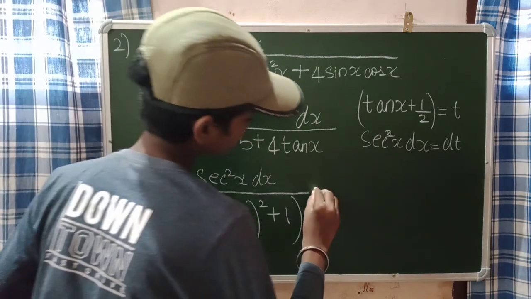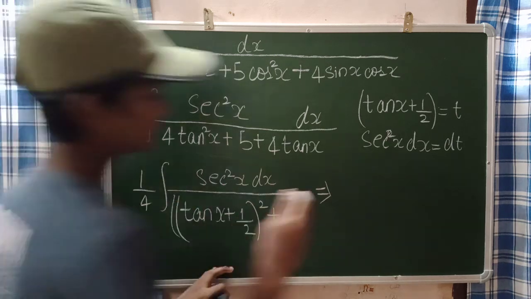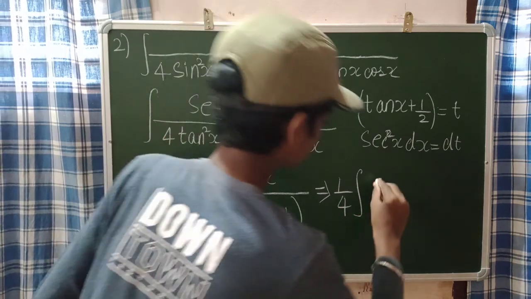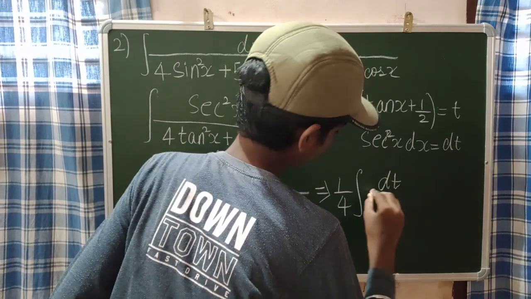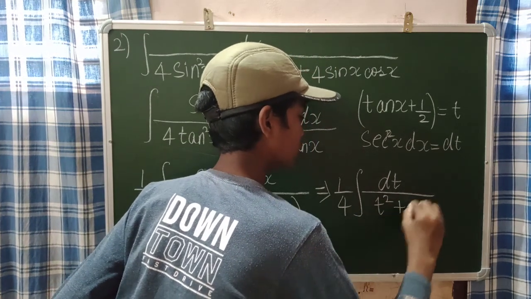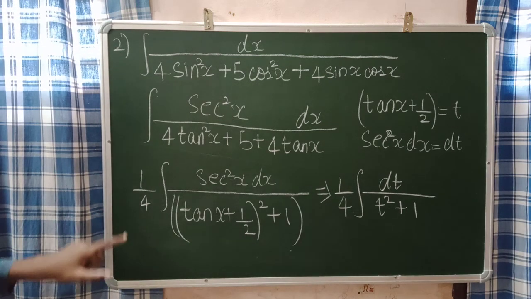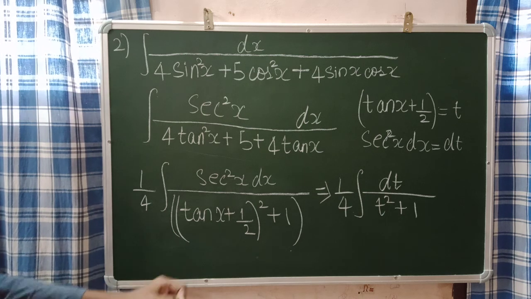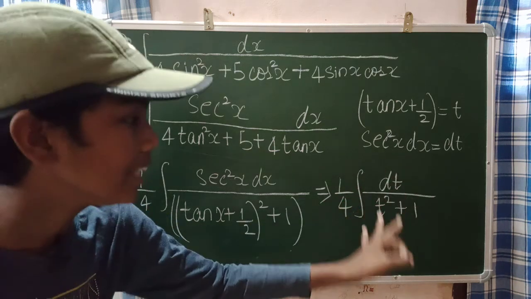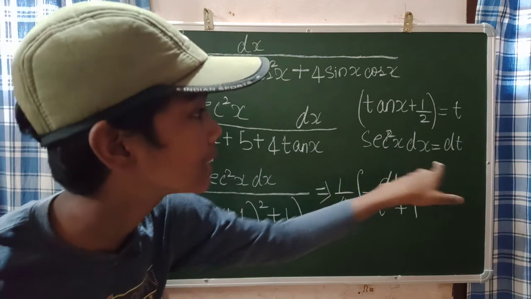Now when I use this substituted t and dt, the new form of the integral is 1 by 4 into integral of dt divided by t square plus 1. This is what I will be getting, right? So 1 by 4 into integral of secant square x dx divided by (tan x plus 1 by 2) whole square plus 1 can be written as 1 by 4 into integral of dt divided by t square plus 1, using this substitution, as tan x plus 1 by 2 is equal to t and secant square x dx is equal to dt.